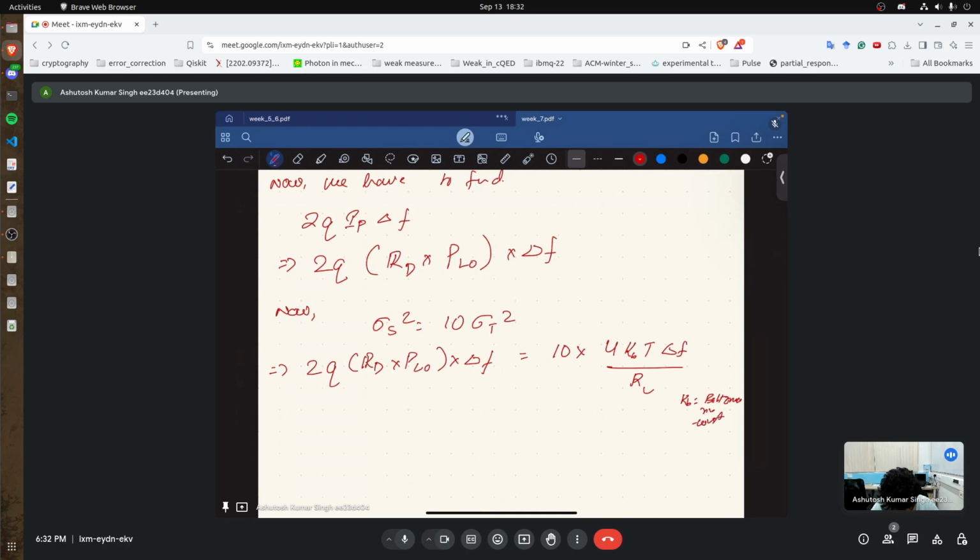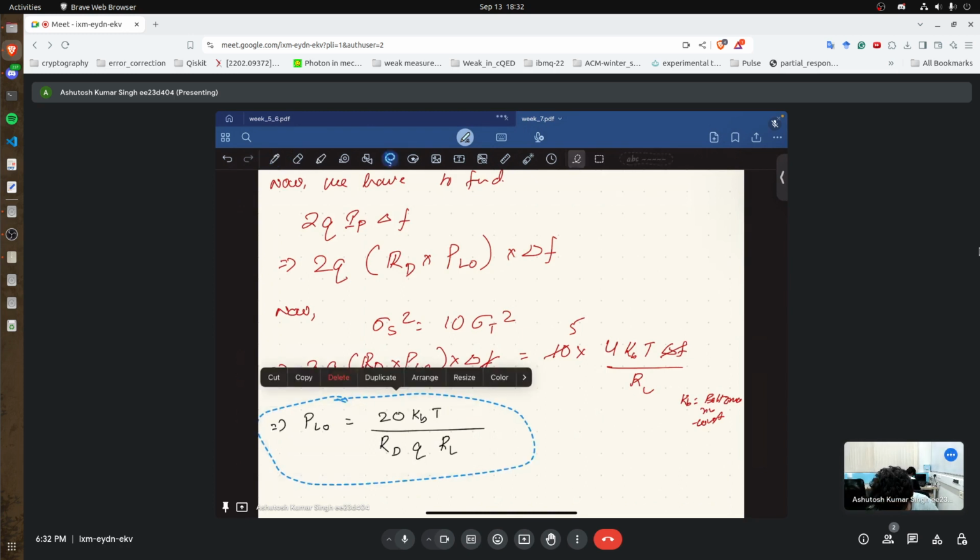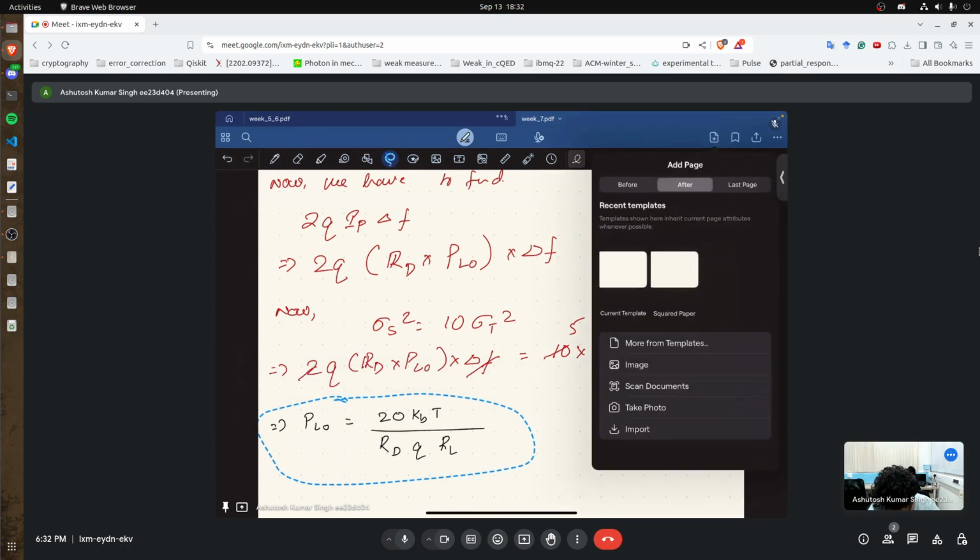Now if you put all the numbers here, let's see if we can simplify that. This del f goes away, this 2 becomes 5. So what we are interested in finding is the power of the local oscillator, which will be given by 5 times 4 is 20 kB T divided by R_D q R_L. Let's just copy this over to the next page and we'll try putting reasonable numbers.